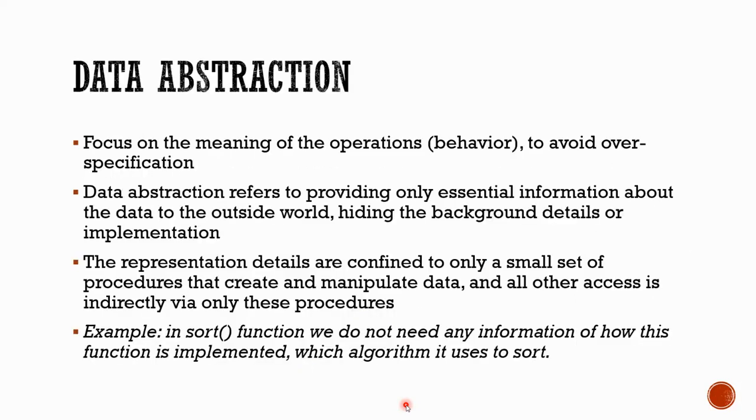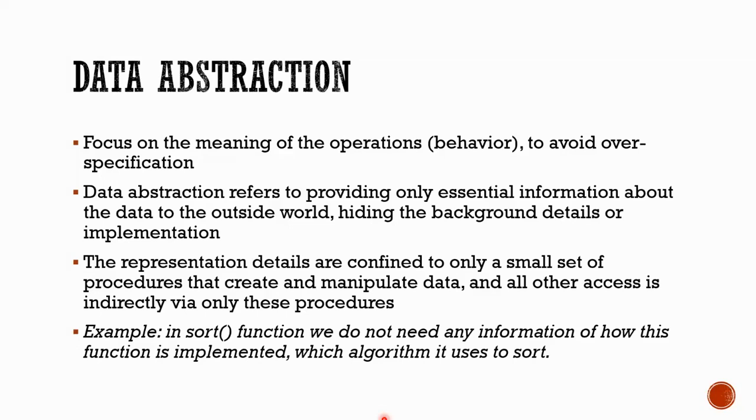Data abstraction. Focus on the meaning of the operation, the behavior, to avoid overspecification. The key idea is about layering your code and program in abstract levels. I will explain. Let's say you have a method that does something. We are not asked to write the whole implementation inside it unless it's needed. We must think of the real implementation. We can call that low-level coding a kind of background details.